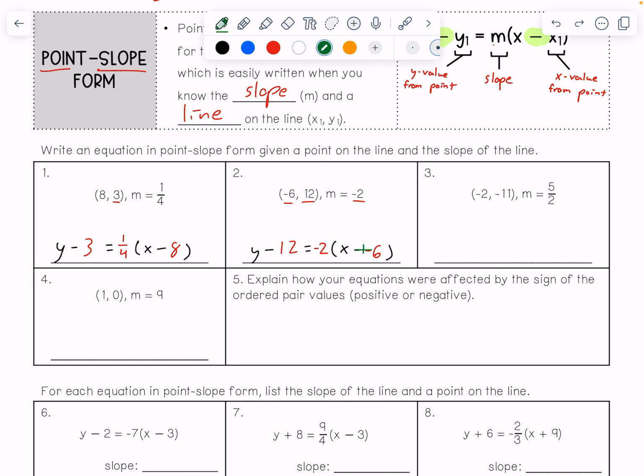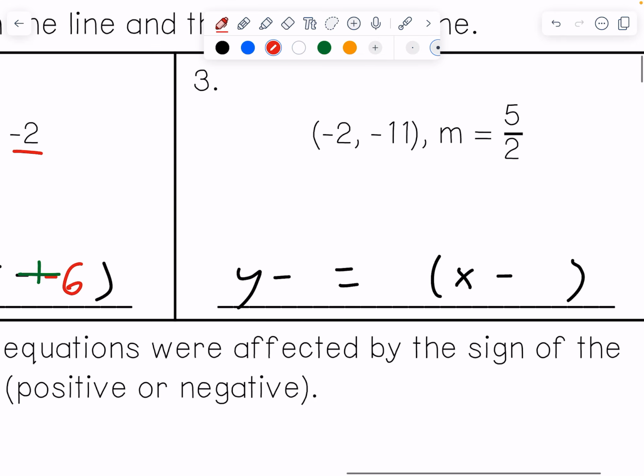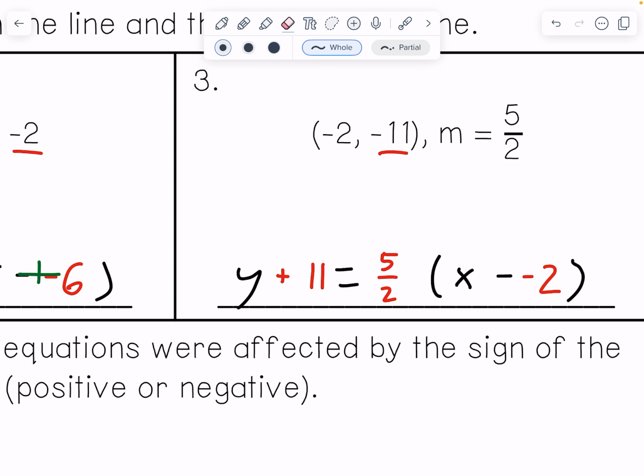And let's do this. Okay. So again, we're going to start with y minus, equals parentheses x minus, and minus, close my parentheses. Okay. My y value here is negative 1. I'm going to plug that in. My slope is 5 over 2, and my x value is negative 2. Then I can change them. So I'm going to change the front to be a plus, and I'm going to change the back to be a plus. But again, they are always starting with negatives.